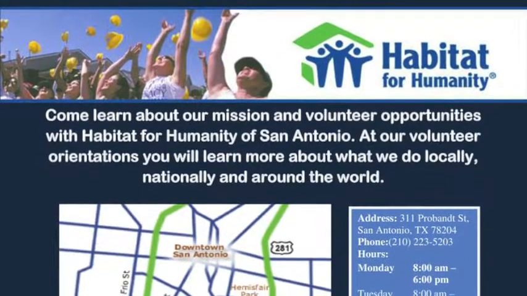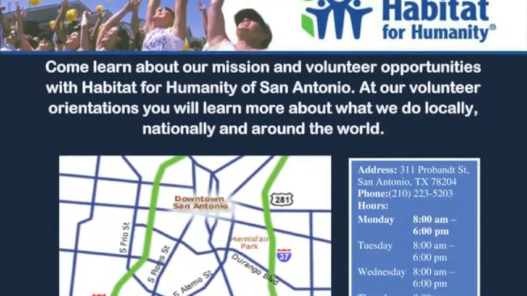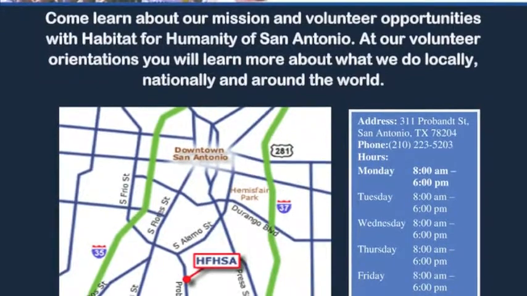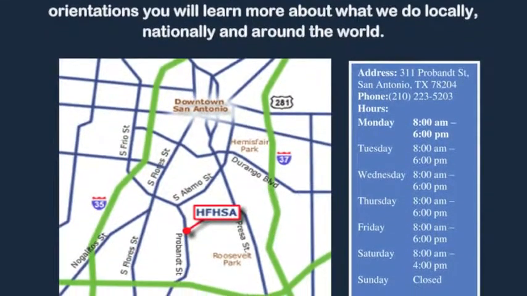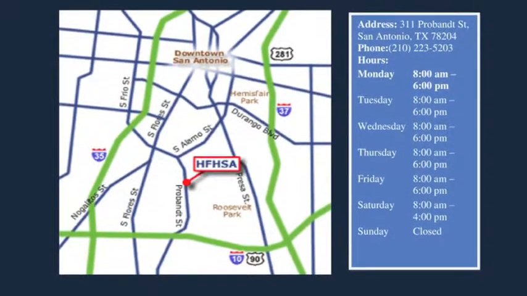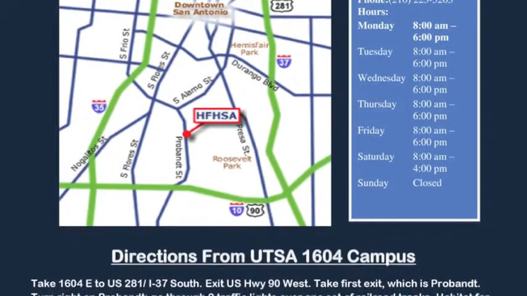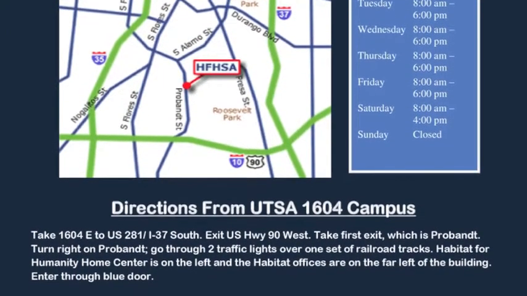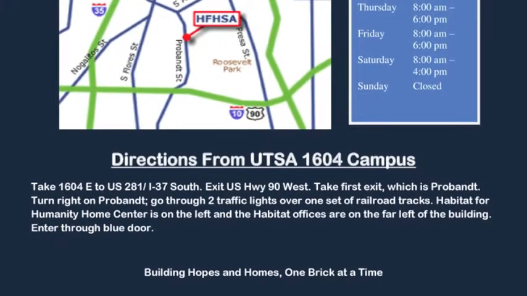The flyer for the Habitat for Humanity ad contains a map with the location, as well as the printed address, phone number, and the hours Monday through Sunday. It contains directions from the UTSA campus, allowing easy access for college students to make it to the headquarters to volunteer. The flyer also contains our tagline, Building Hope in Homes One Brick at a Time. The title contains an attention-getting line asking people to come volunteer and attend an orientation session to learn more about what they do locally, nationally, and around the world.